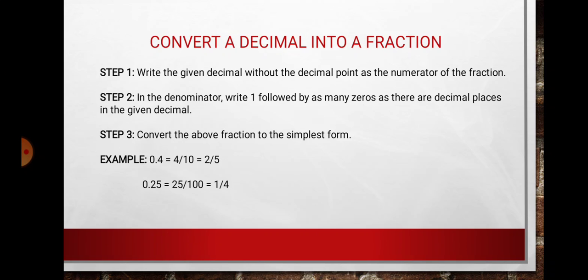0.4. What is the first step? We have to write the number without the decimal point. So it is 4. So the first step is done. Let's come to the second step: what is given in the denominator? We are going to write the denominator.